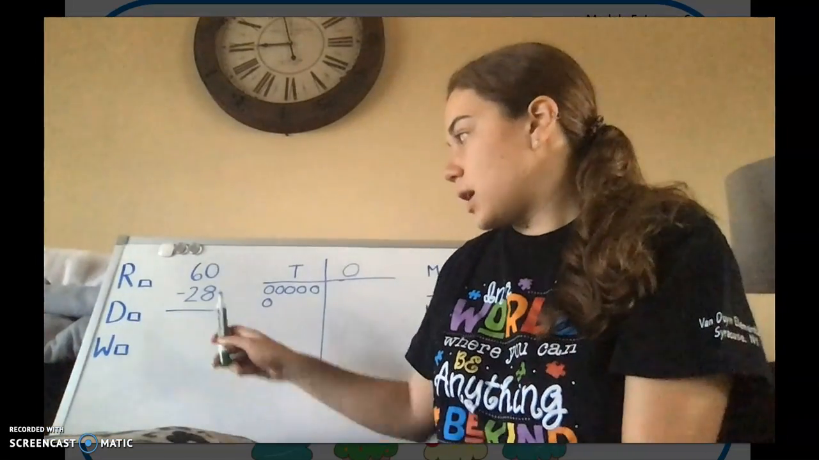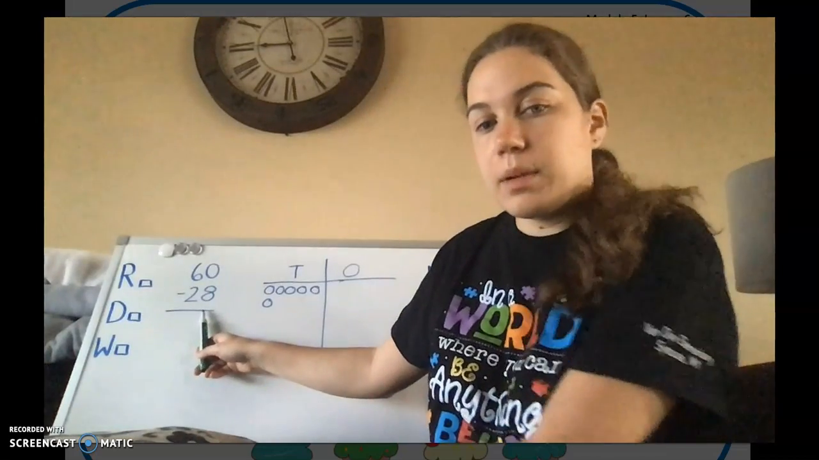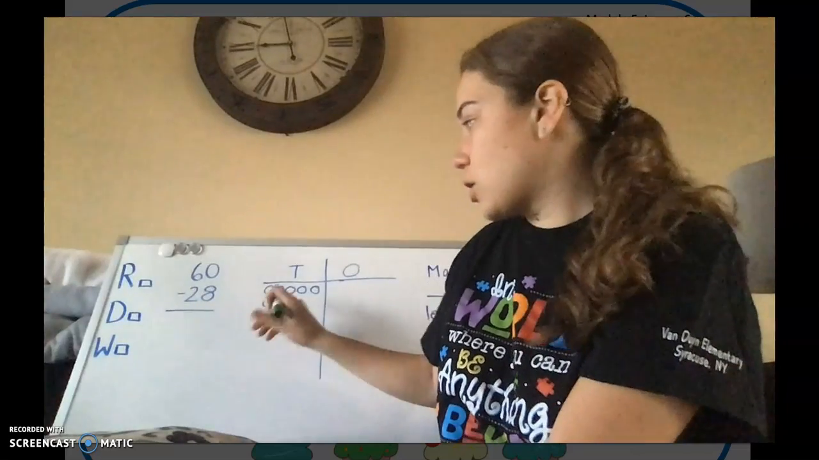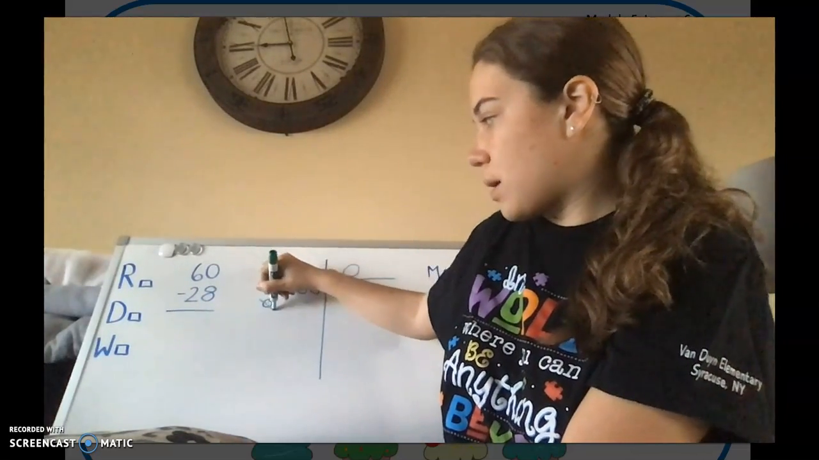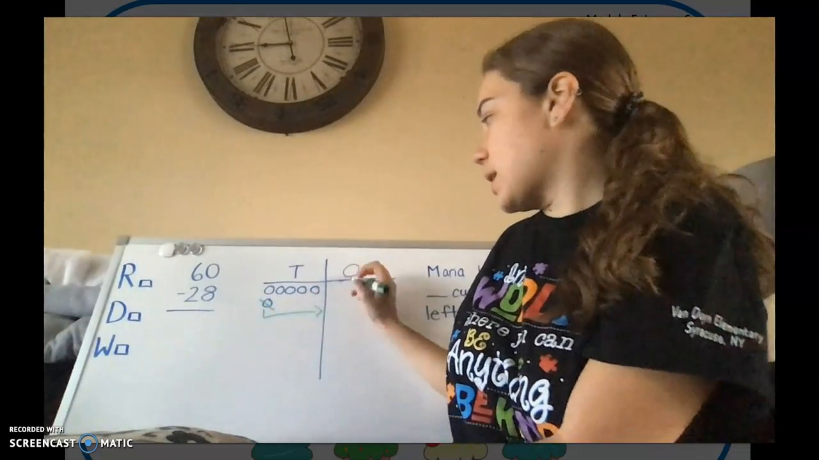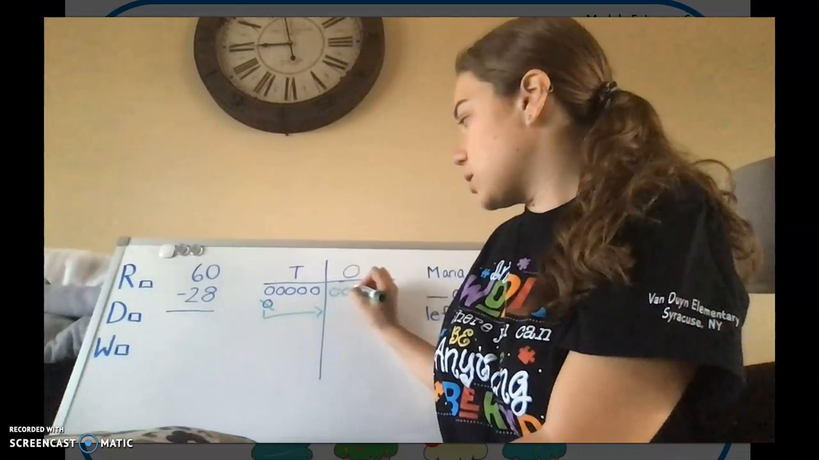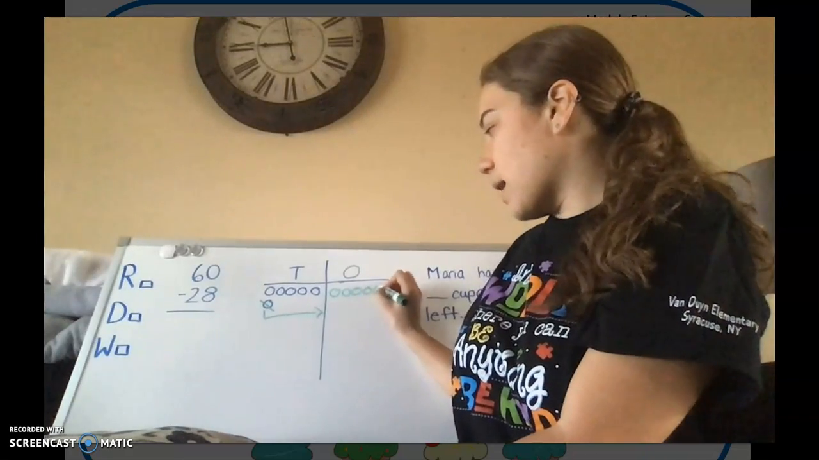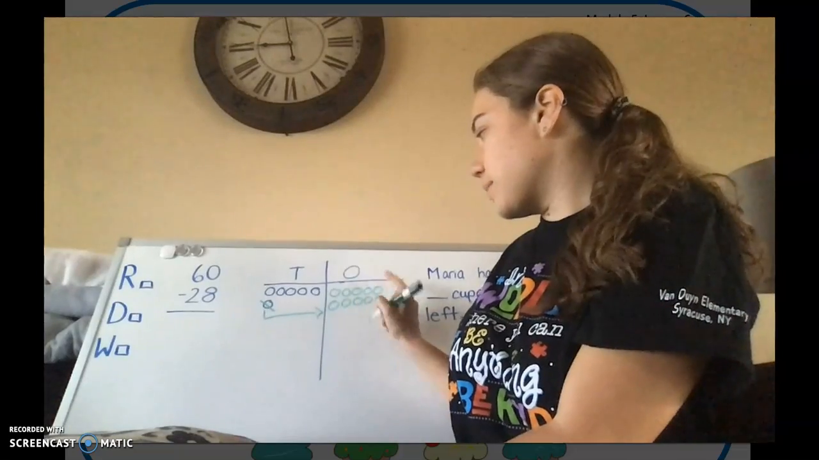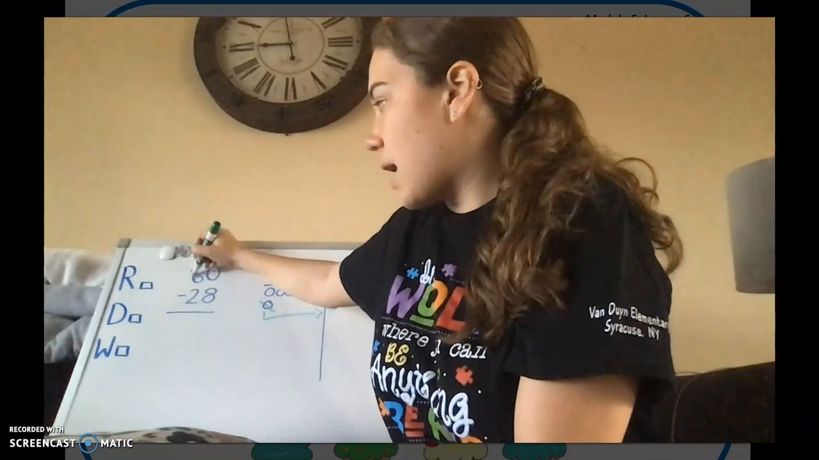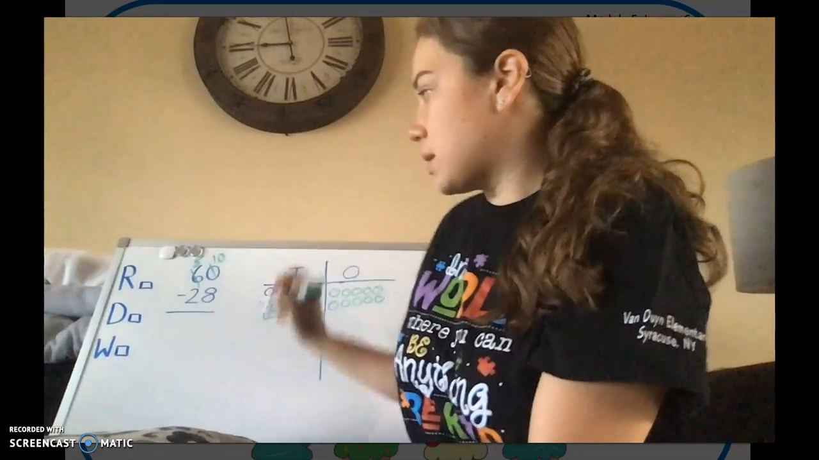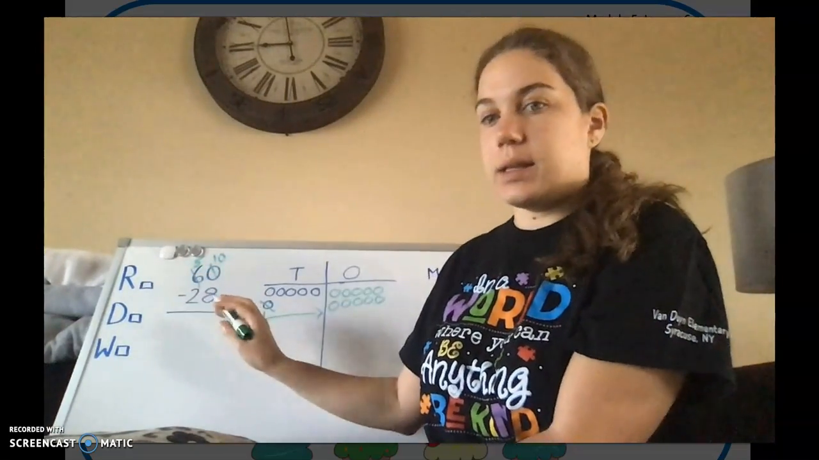Now, we always need to start in the ones column. But if we look at the ones column, we have 0 minus 8, and we can't do that. So we need to go to our tens column, and we're going to borrow a 10, and exchange it for 10 ones. So 1, 2, 3, 4, 5, 6, 7, 8, 9, 10. So now there are 5 tens and 10 ones. So now you can do 10 minus 8.